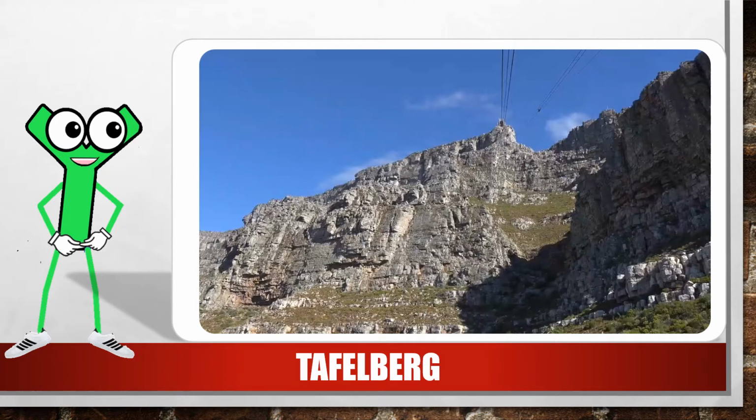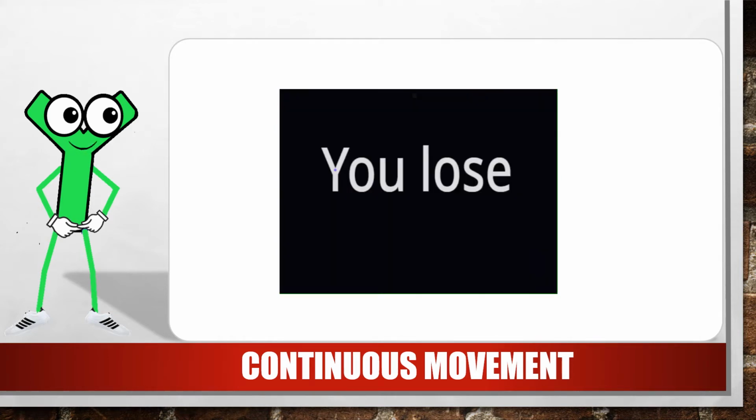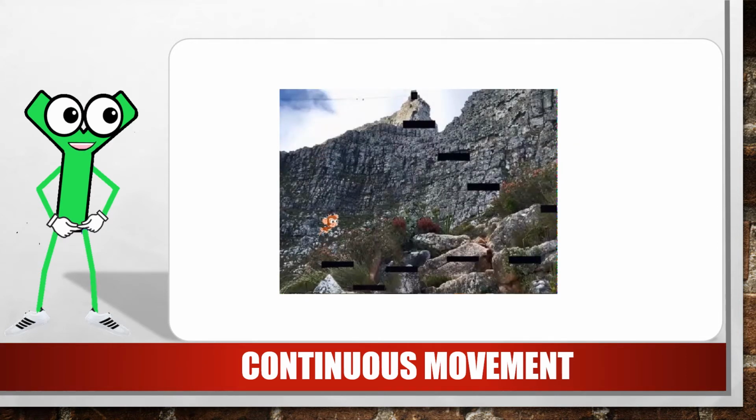Now answer the questions on this topic in your workbook. Today you're going to code a sprite to jump from platform to platform to climb Table Mountain. You will give the sprite gravity to make the jumps more realistic.